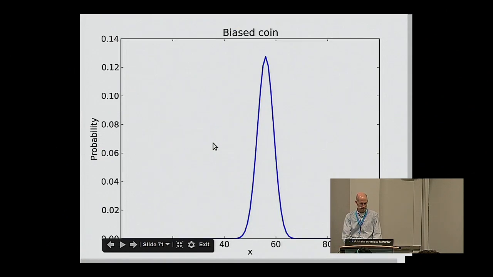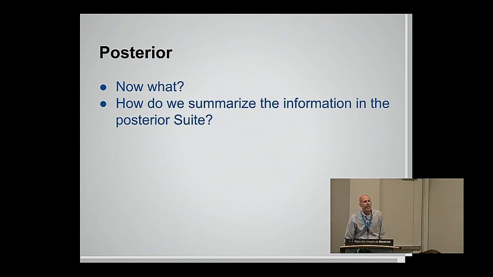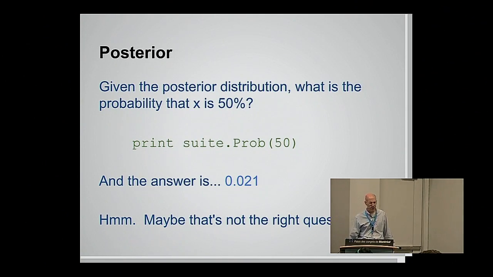And that's that. We have the same problem that we had with the train, which is to figure out how to summarize this thing. And again, the question that we're asking is whether this coin is biased or fair. So one way that you might think is, well, I've got this posterior distribution, and we could ask, what's the probability that x is 50%? You can ask that question. It turns out not really to be the right question.